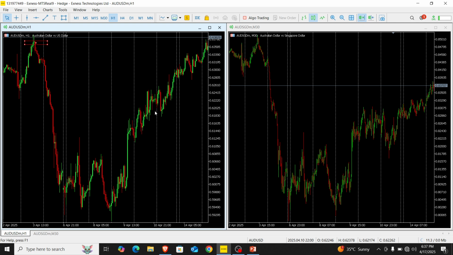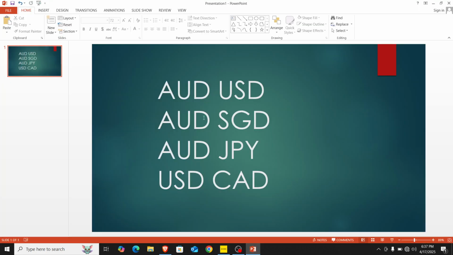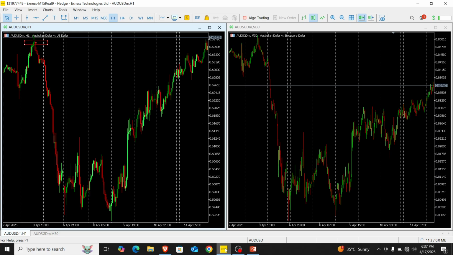Don't forget, we're not just using AUDUSD and AUDSGD, we're using AUDUSD, AUDSGD, AUDJPY, and USDCAD. But since this is baby steps, I'm just trying to introduce you to the steps. One by one, we'll start to cover how AUDJPY interacts with AUDUSD and so on and so forth.